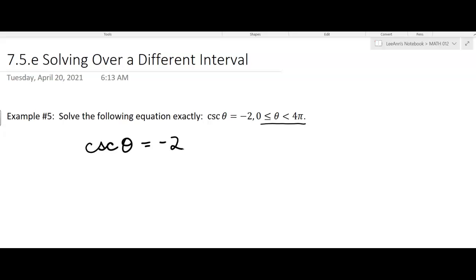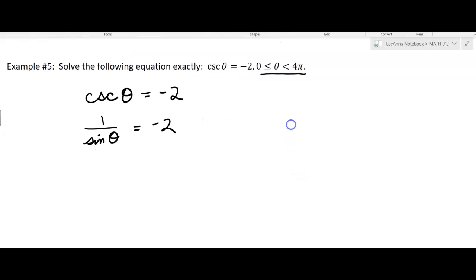You might remember what to do when cosecant is equal to -2, or you might not remember. You could change this to 1 over sine theta equals -2, because then at least it's in terms of sine, and you might be more familiar with that. And then if you think about doing the reciprocal of both sides, solving that equation, you would get sine theta equals -1/2, okay?